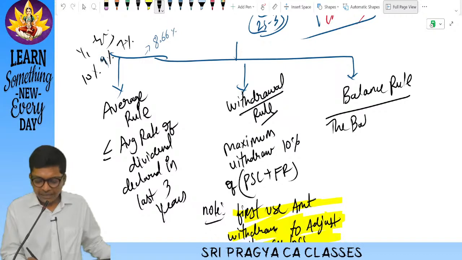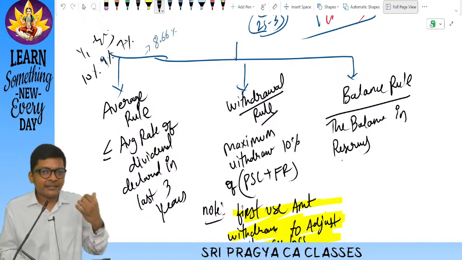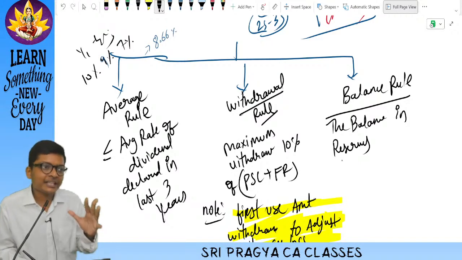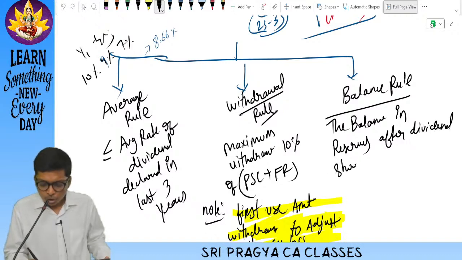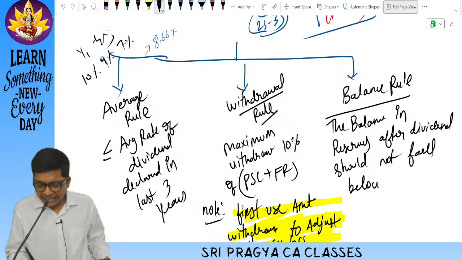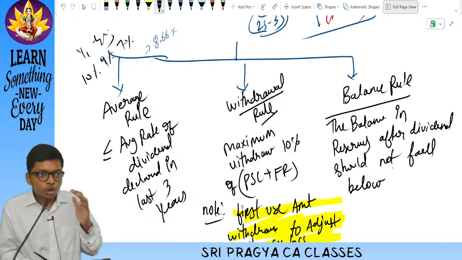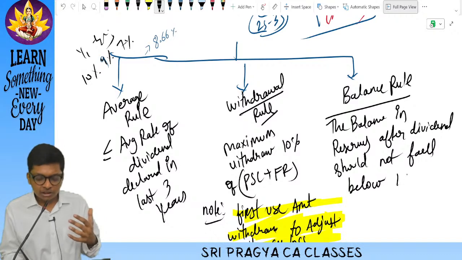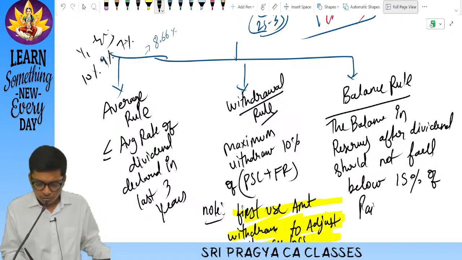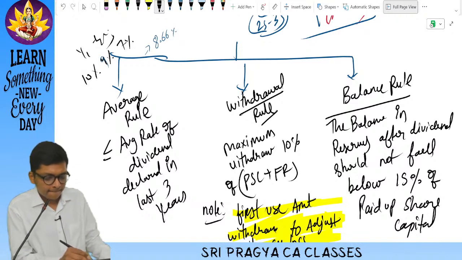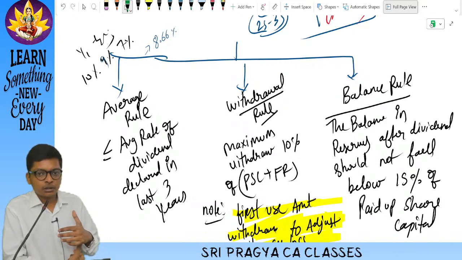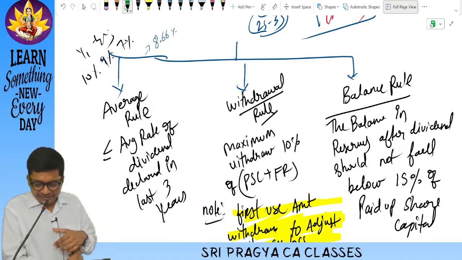So the balance in reserves. What reserves? I will tell you later. It's basically free reserves, only free reserves. The balance in reserves after dividend should not fall below 15% of paid up share capital. Are you following, guys? The balance in reserves should not fall below 15% of paid up share capital. Does it make sense?